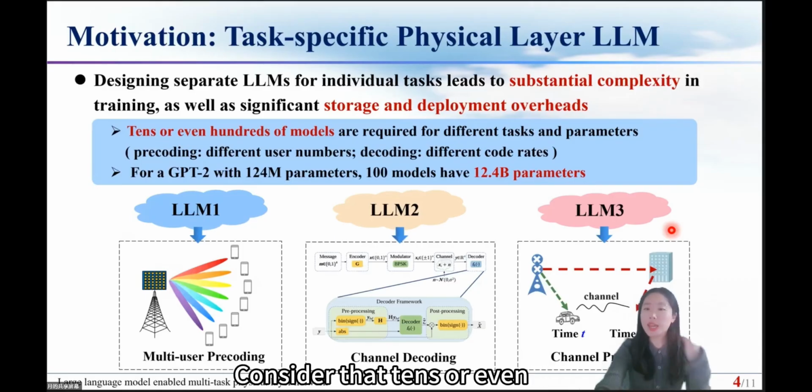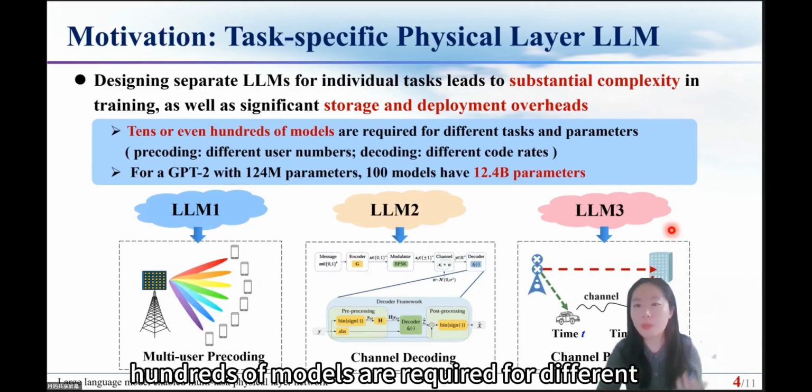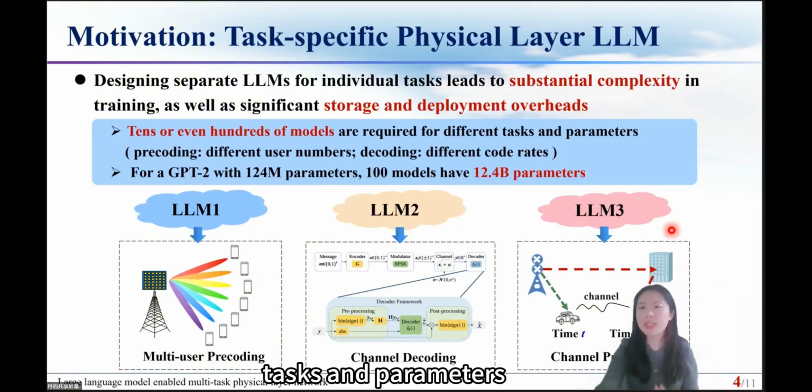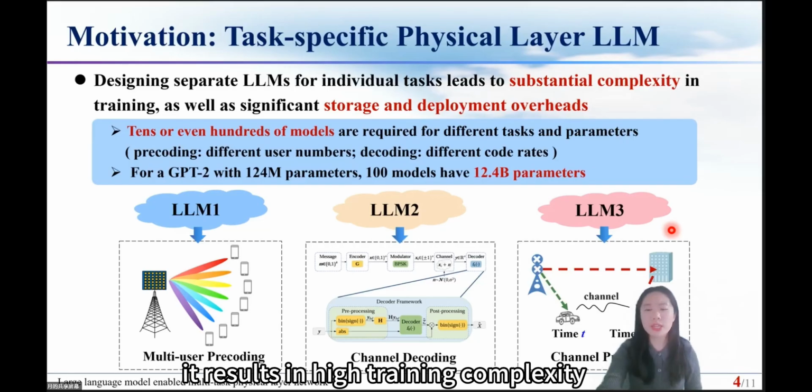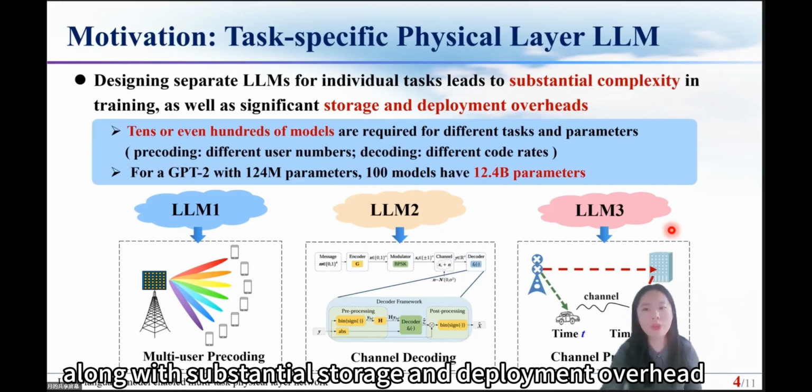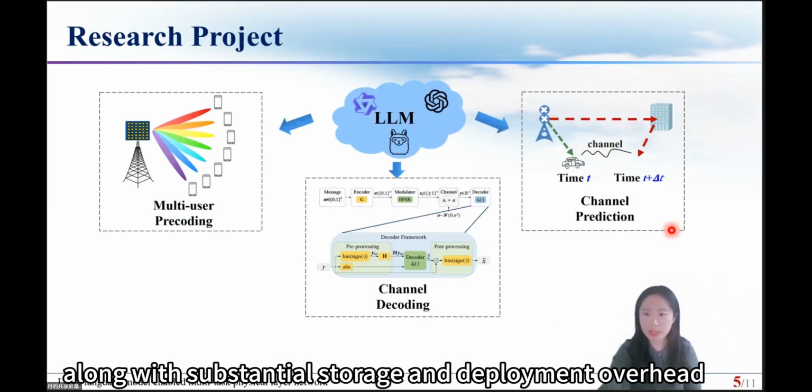Consider that tens or even hundreds of models are required for different task parameters. For example, different code rates for channel decoding. It results in high training complexity along with substantial storage and deployment overhead.